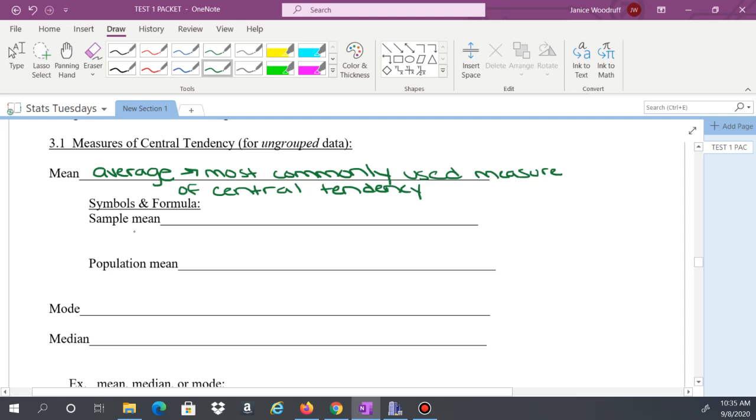You have a sample mean and a population mean. So let's just go over again real quickly the difference between a sample and a population. Remember, when I'm looking at all of something, that's your population. And if I'm taking a subset out of that population, that's going to be my sample.